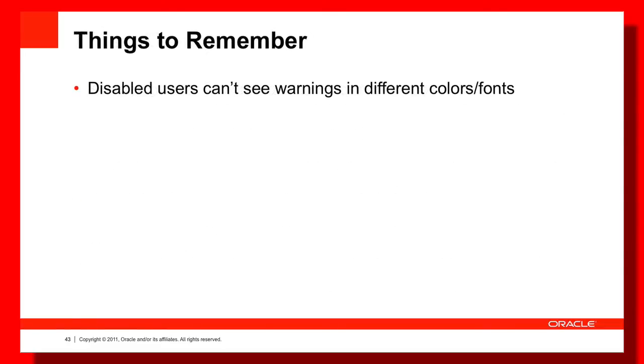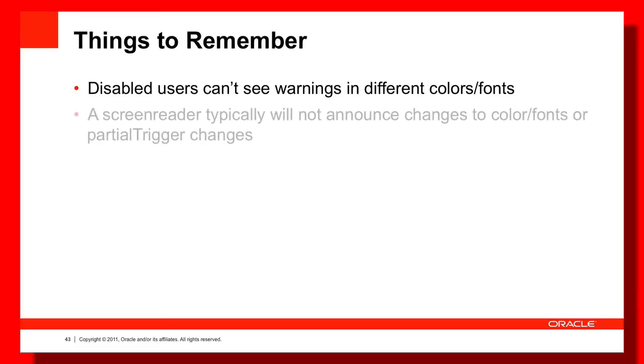Other things to remember? Well, people with low vision, who wear glasses, can't see that well, or have colour blindness may not be able to see error messages in red or very small text.